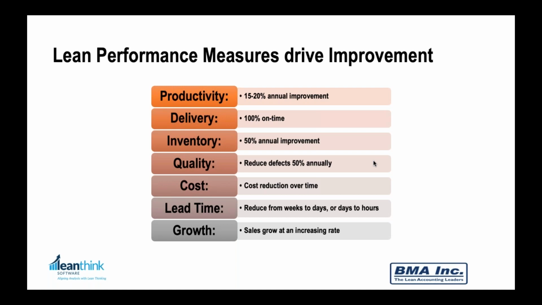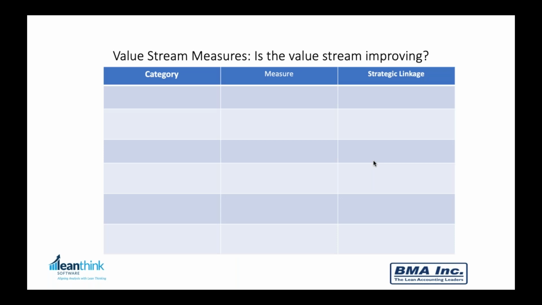So I'd like to give you a few examples of typical value stream measures. First is productivity. And a typical measure that's simple and easy to calculate is sales over hours worked. Productivity is measuring value-added output over effort or input. So sales is the best indicator, and this could be in monetary units, dollars or euros.